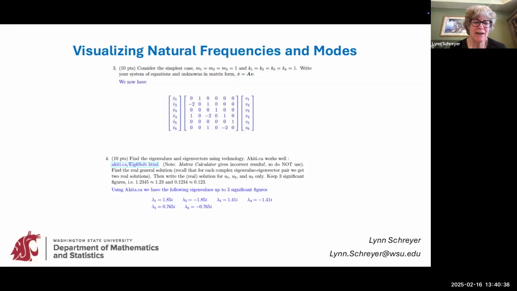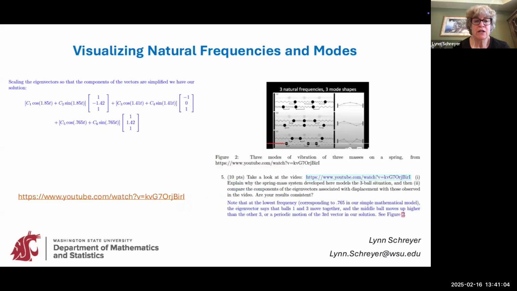Every time I teach this, I have to go out and search and see if we can find software that's easy to use to find eigenvectors and eigenvalues for a system where the eigenvalues are complex. So in this particular case, here are the 6 eigenvalues that you get. And of course, they appear in complex conjugate pairs. And then they have to convert it to get real solutions, and write it in terms of eigenvalues and eigenvectors.